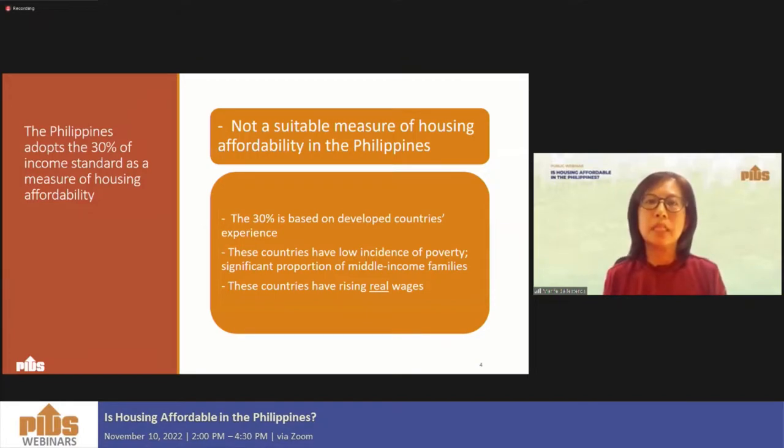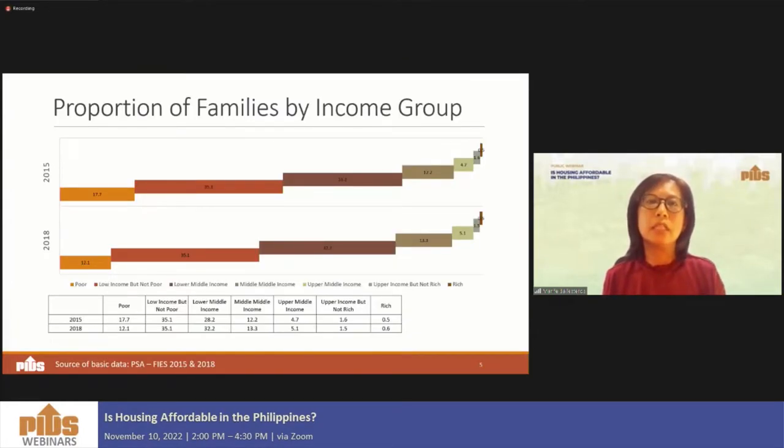So next slide, please. This is just showing you the proportion that I mentioned a while ago in terms of the segmentation of households based on income. The classification of poor, low income, low middle income, etc., is based on the study done by Dr. Alberts, also of PIDS, where he classified the households into these categories instead of the decile, but it's actually related to the decile.